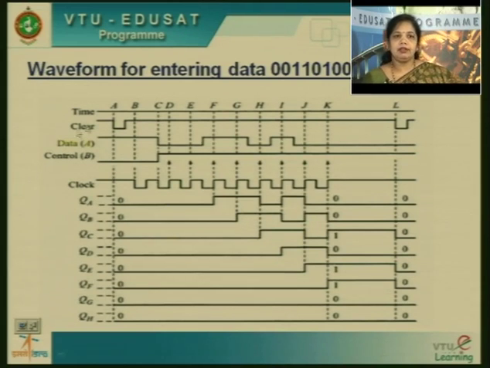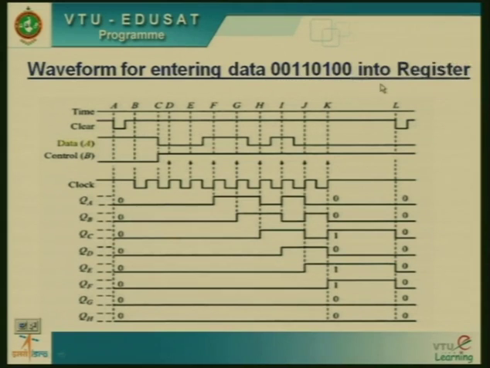You can see the waveform for entering data. I am entering 0, 0, 1, 0, 0, 1 into the register, which is in serial mode. Whenever the clear is low, as you can see here, all of my flip flops are cleared. So you will get 0, 0, 0 at the output of all the flip flops. Whenever I make clear high, only then does your flip flop operate normally.